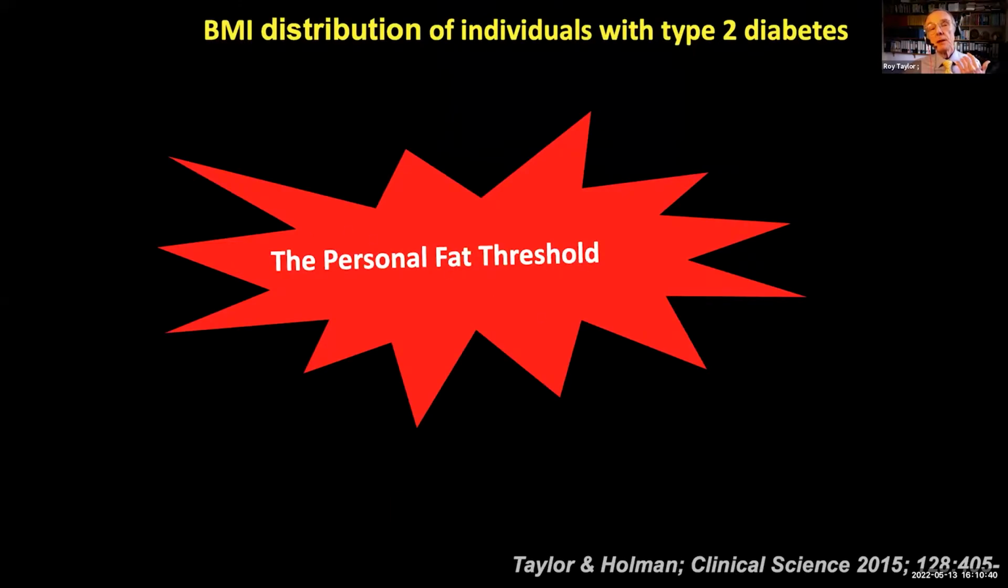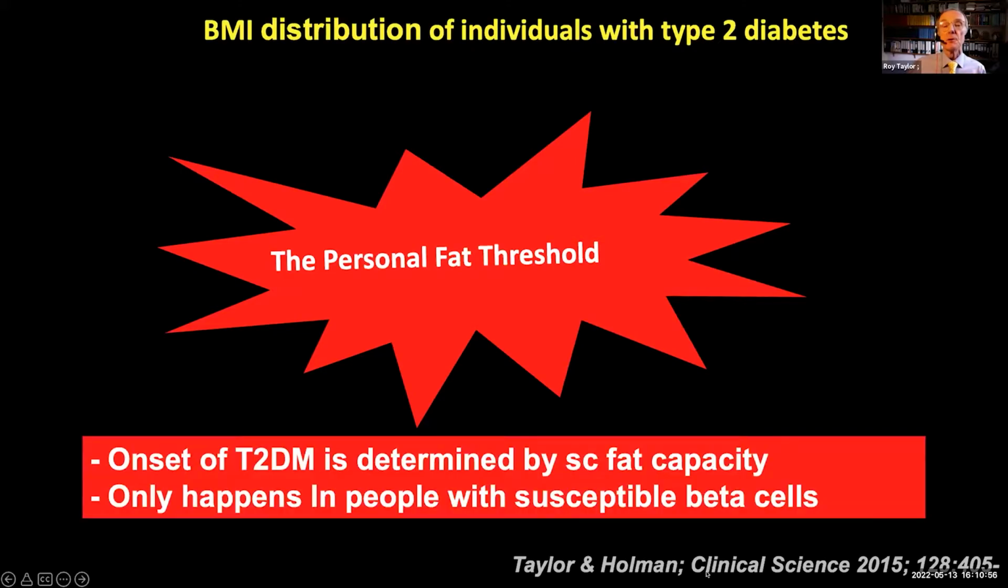And because of my clinical observations, I got together with Rory Holman, because the UK Prospective Diabetes Study database contained the absolute perfect data set for this. And we published the personal fat threshold hypothesis, which stated onset of diabetes is determined by subcutaneous fat capacity, and it only happens, diabetes only happens in people with susceptible beta cells. Many people can be fat merry men and never get diabetes. For the hepatologists, most of your patients with NAFLD will not get type 2 diabetes. Their beta cells just don't have the susceptibility.